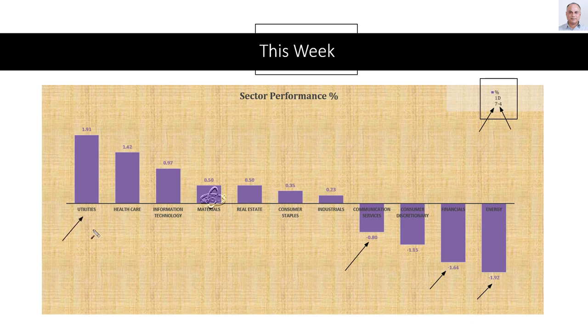Utilities was the best performer on Friday. And using real-time top-down analysis, I had shared one trading opportunity in utilities. I will review that trade idea later.